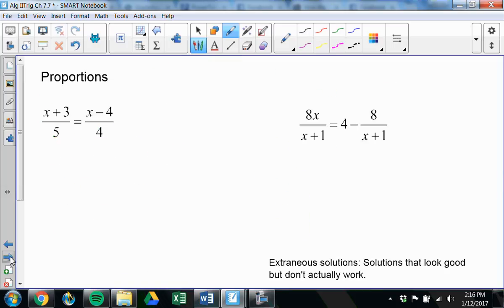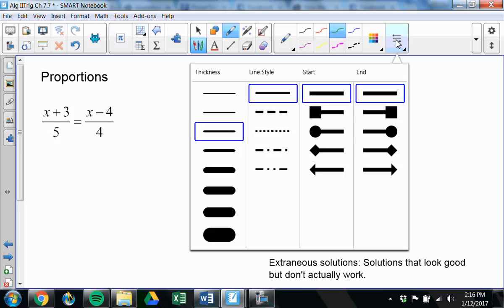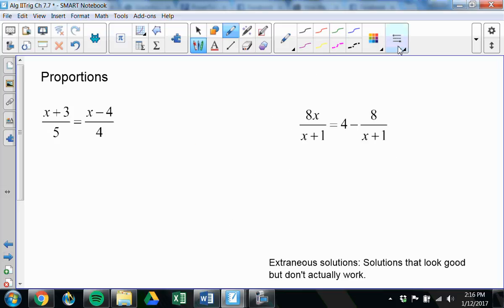Good. Keep going. Don't forget about proportions. This common denominator stuff is still very nice, and it can always work. But if you ever just have 2 fractions that are equal to each other, you can still solve it by cross-multiplying. A proportion is 2 fractions that are equal to each other. So this would become 4 times x plus 3 equals 5 times x minus 4. And you get 4x plus 12 equals 5x minus 20.